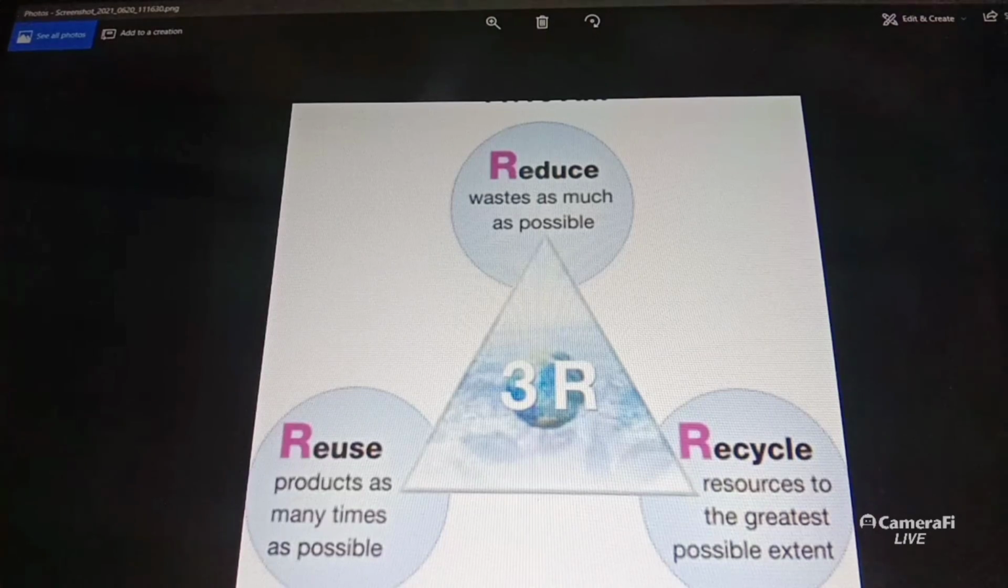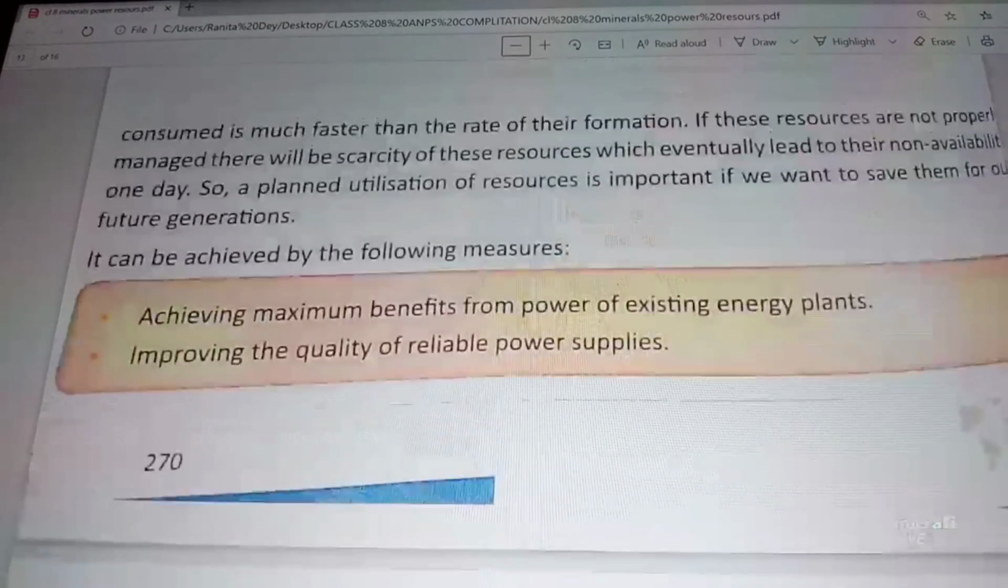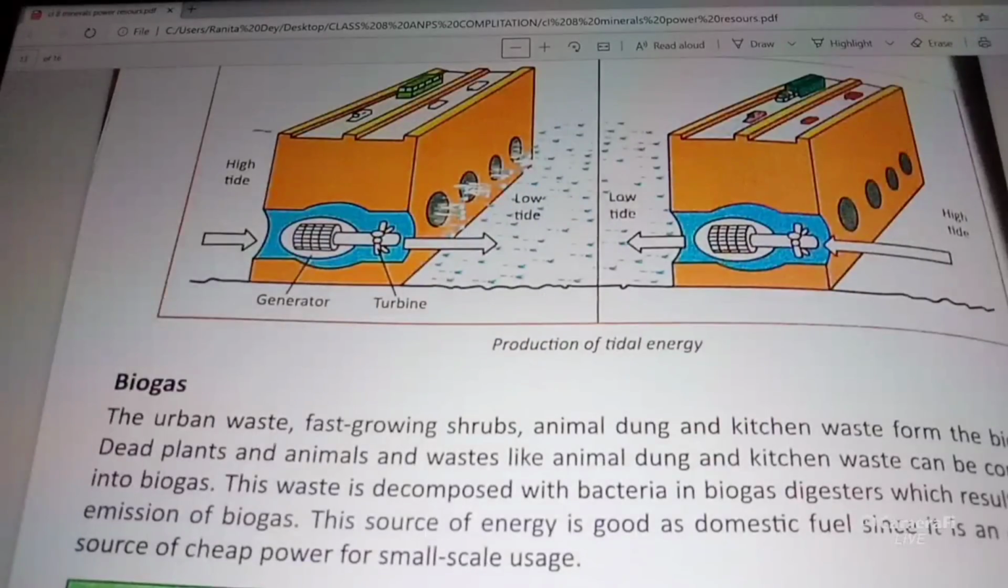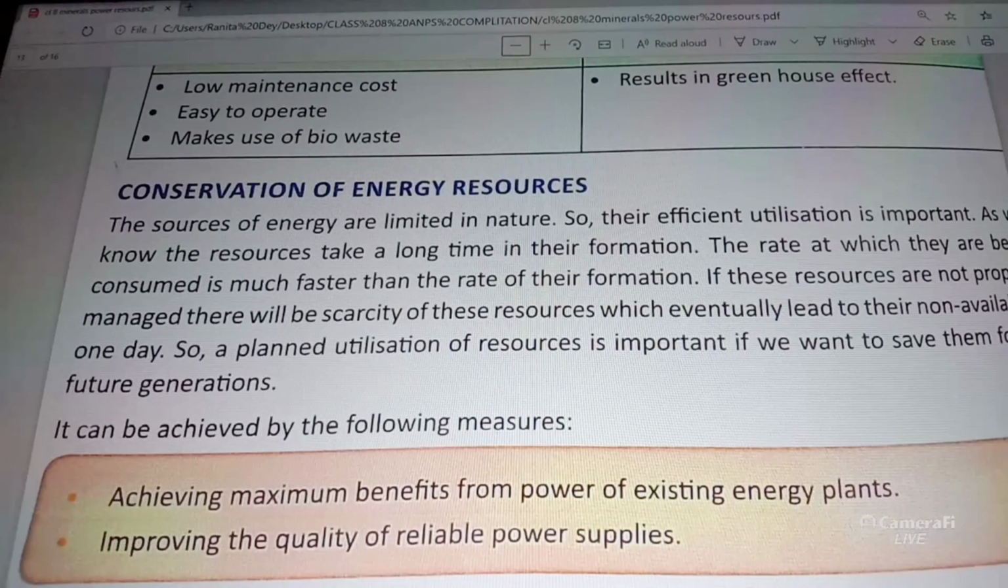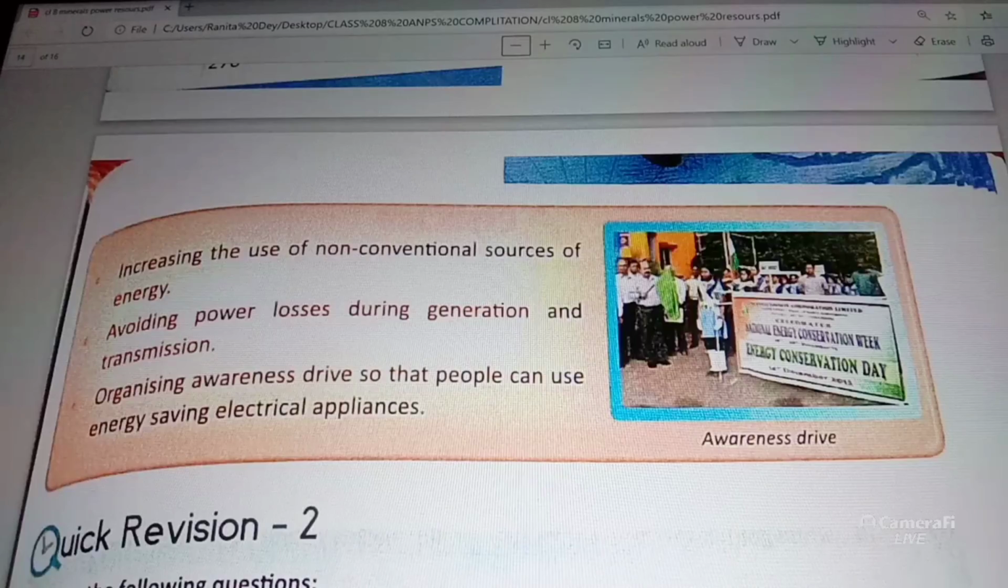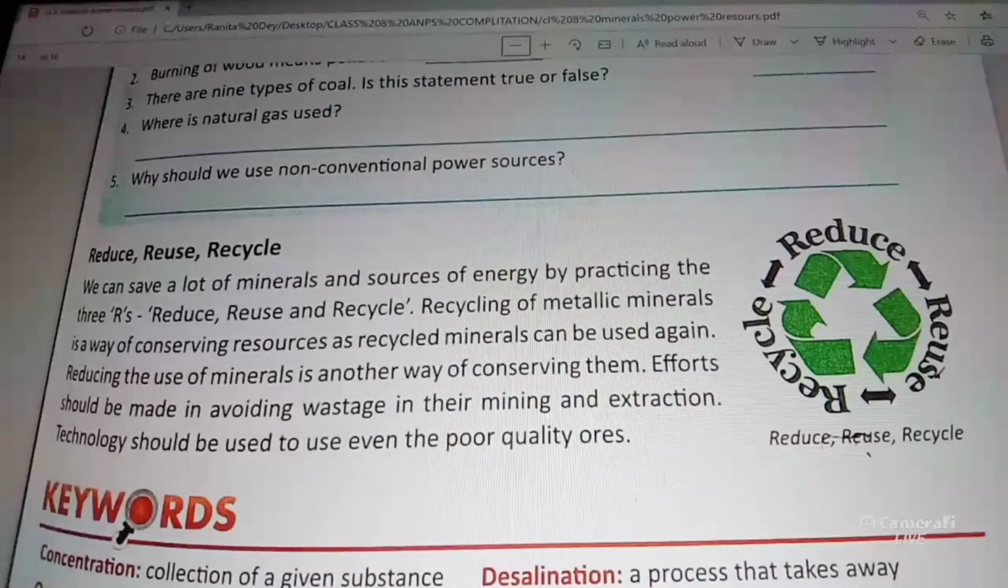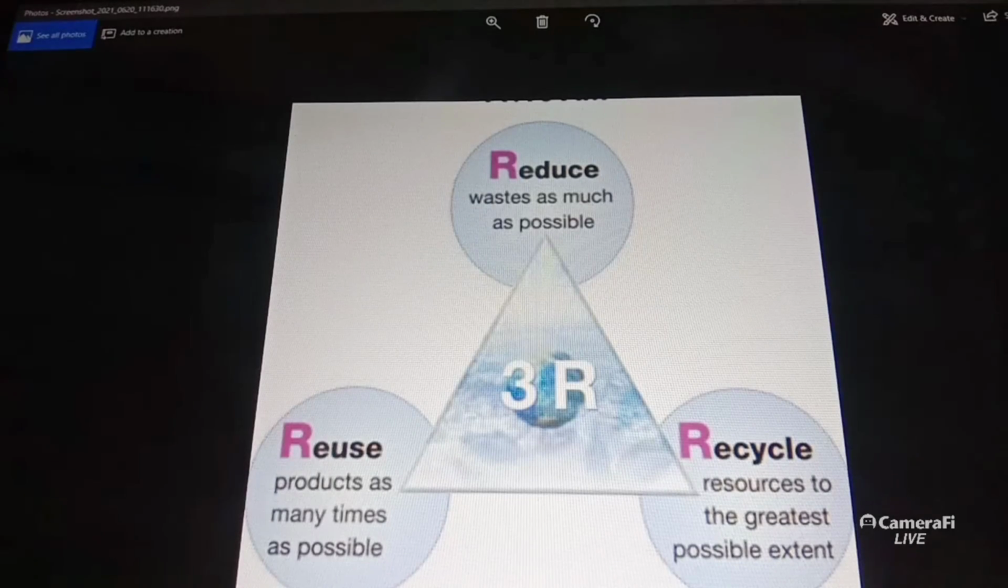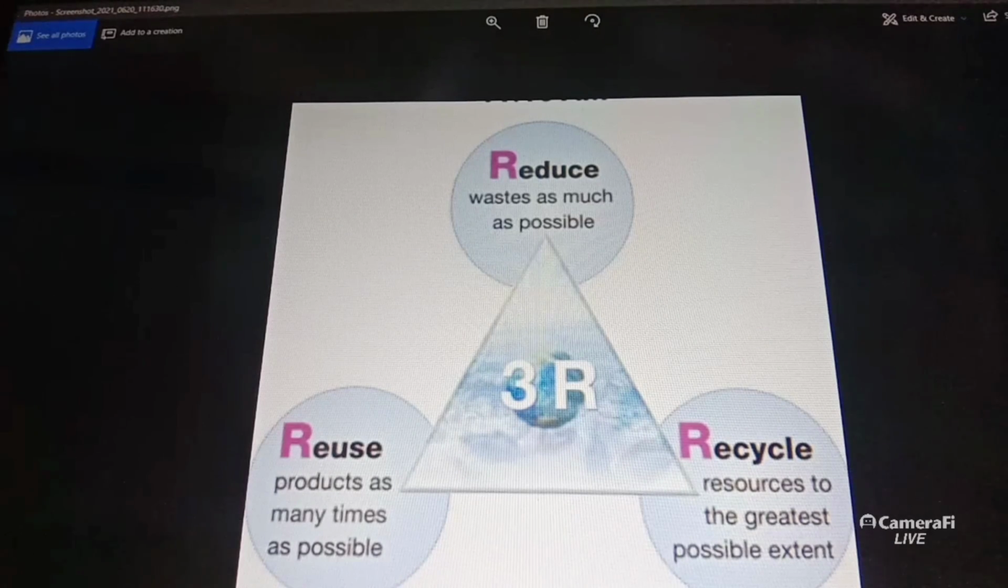So in this section we have got enough idea about tidal energy, biogas and its limitations, conservation, why we need to conserve energy resources for our future generations, why we need agendas and awareness regarding the use of non-conventional resources, and why reduce, reuse, and recycle are important in the golden rules of resource conservation. We have already seen that. I think today is up to that.